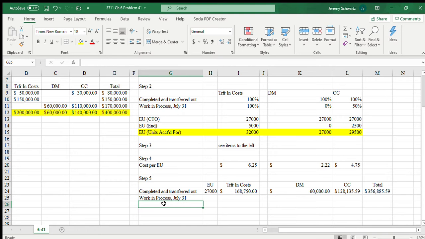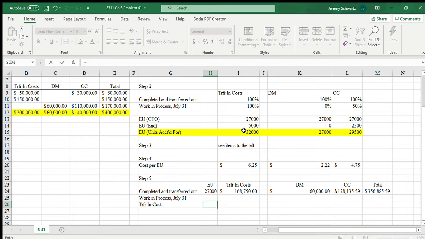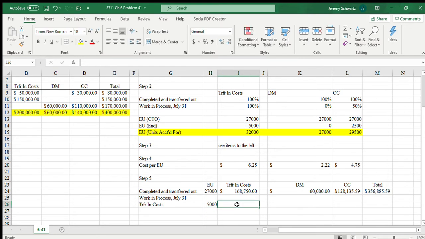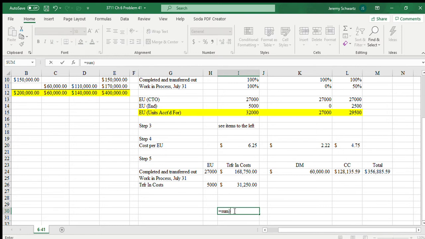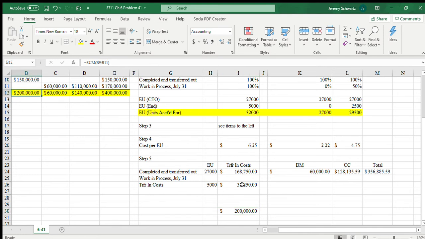So if we use our transferred in costs here, notice that we had 5,000 equivalent units here. So we take 5,000, multiply that by 625, and we get 31,200. Now it should become apparent to you then, as we sum this, that this will add up to the 200,000 that we see over here.